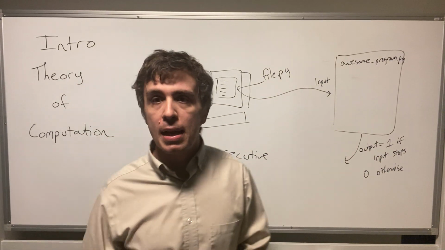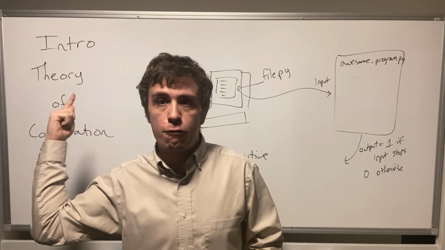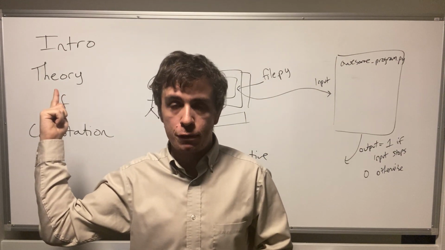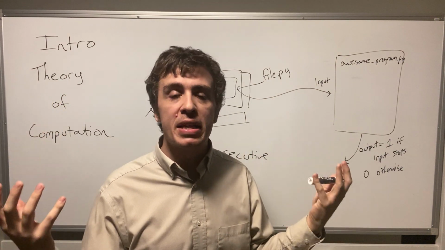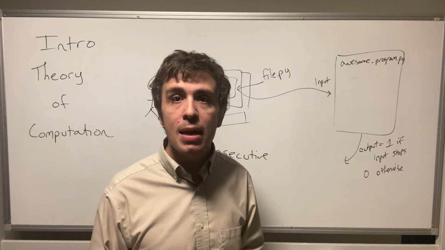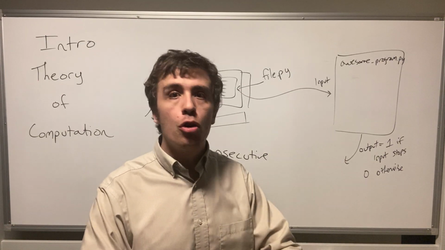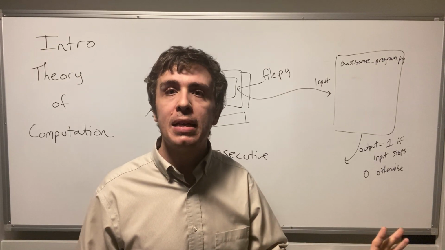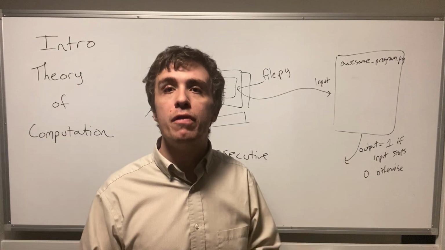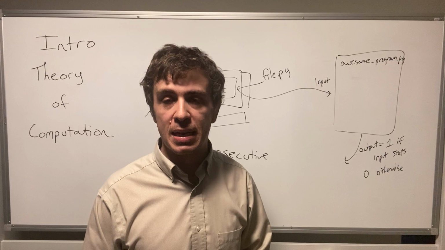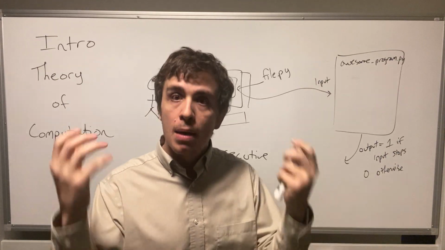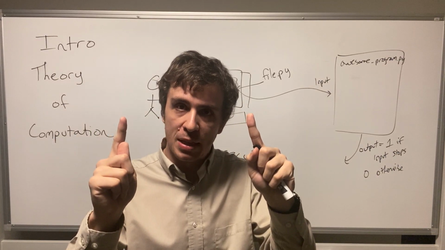So the question is, how do we make this precise and formal? That's what the theory part is for. How do we represent these machines in a formal way so that no matter who you are, no matter what your opinions are, we can prove it without any uncertainty? And that's what the class is about. But there's actually a lot more to the class than just that.